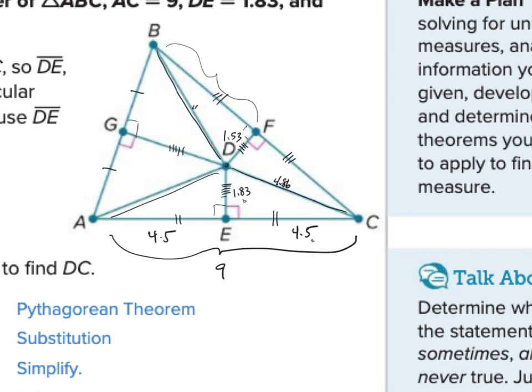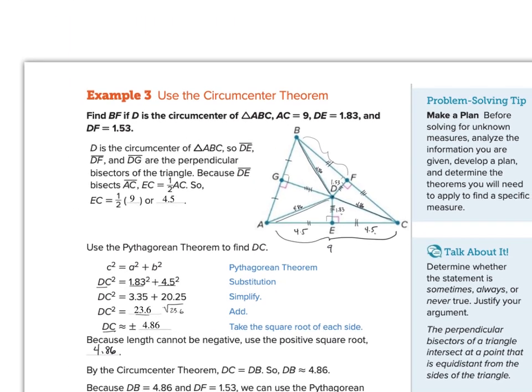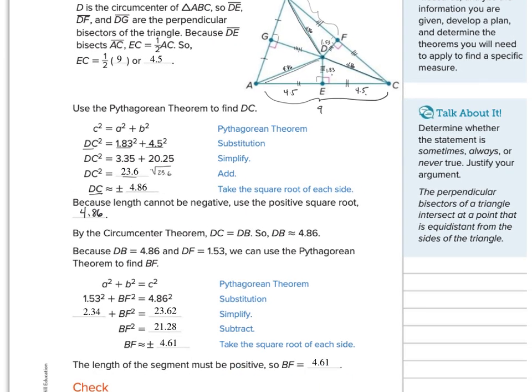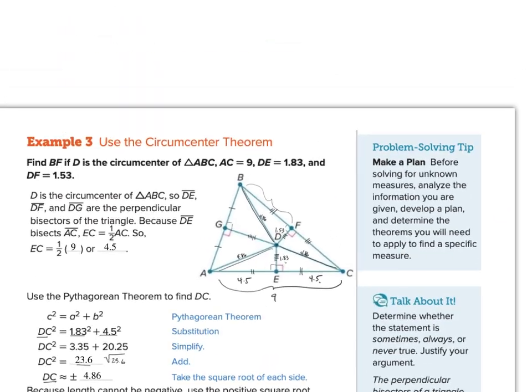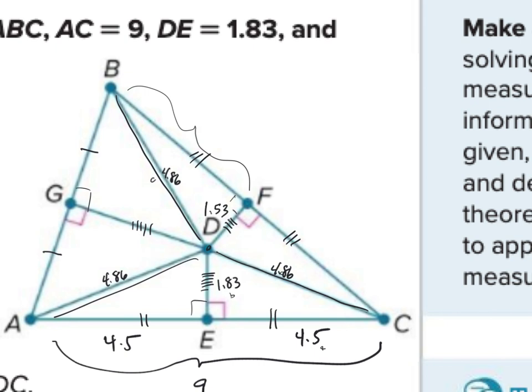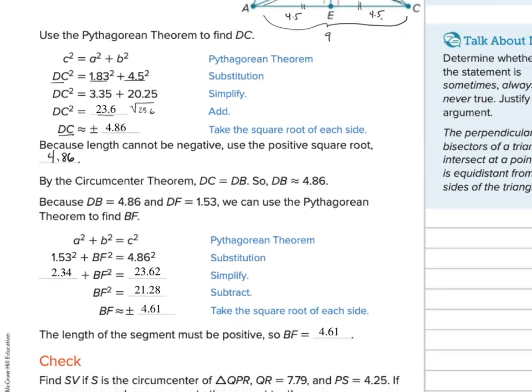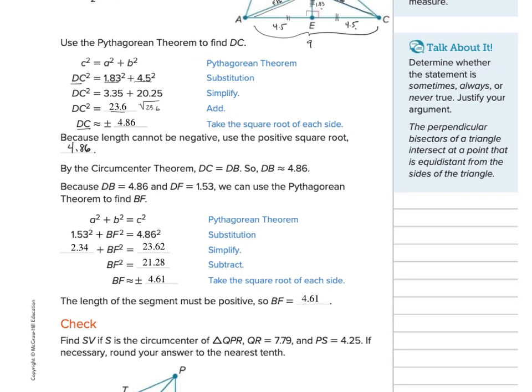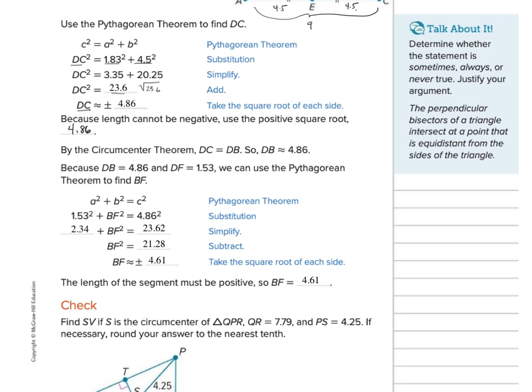So then once you find that, we know this one is 4.86, and this one is 4.86, because that's part of the definition of the circumcenter, that they're equidistant from the vertices of the triangle. And then they plugged that back in and did the Pythagorean theorem again, this would be C, B, A, to find the missing length we're looking for. They found out that BF is approximately 4.61. Okay. And then there we go.